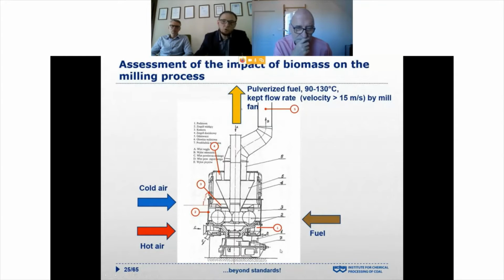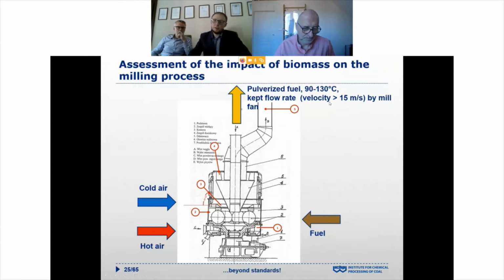The aim is to control the temperature inside and the temperature at the outlet of the mill. According to our experience, it is between 90 and 130 degrees Celsius, depending on the fuel. Also, we want to keep the flow rate by the mill fan. But as you can see here, there are different sources of temperature.